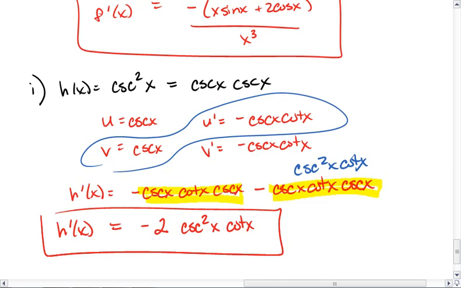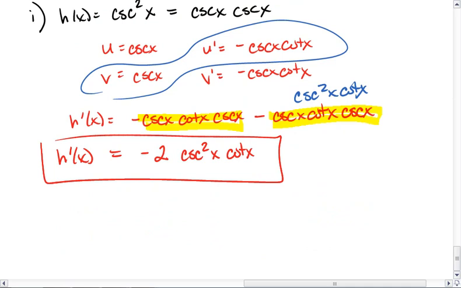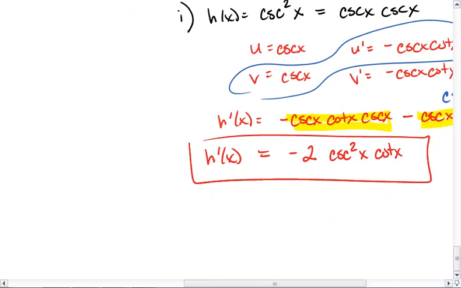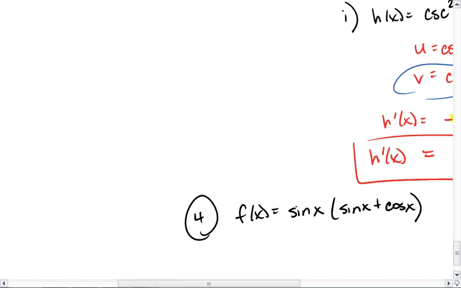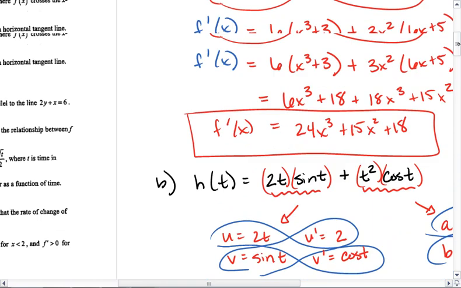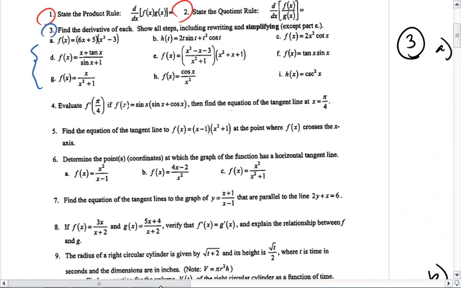And that finishes off problem 3, which is quite thrilling to be done with that one. Problem 4. We are given f of x equals sine x times sine x plus cosine x. Let's look up and double check what the worksheet says for problem 4.